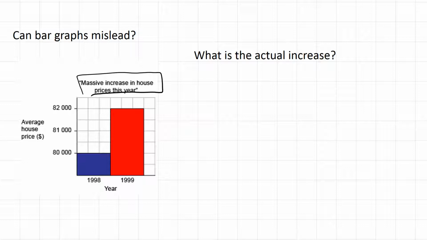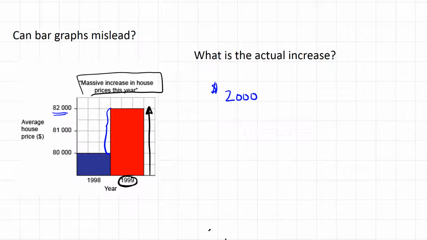Yep, sure looks like it. In 1999, the house prices skyrocketed to $82,000. But let's take a closer peek at what that increase actually is. It only jumped $2,000. So yes, there was an increase. It was $2,000. And it might seem like a lot of money, but not when you compare it to the actual price of the house.